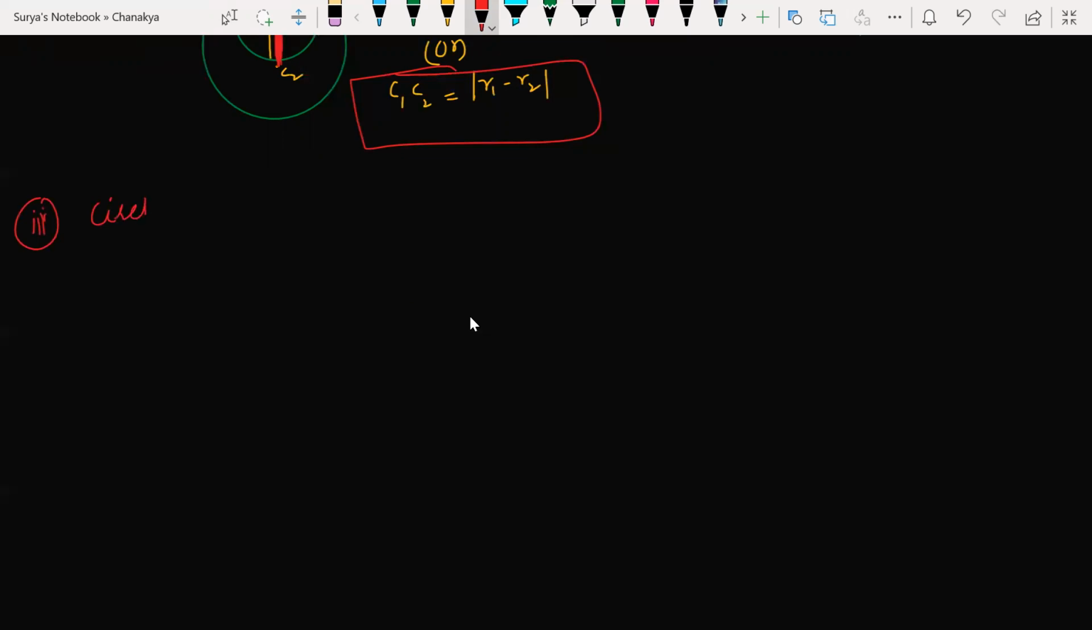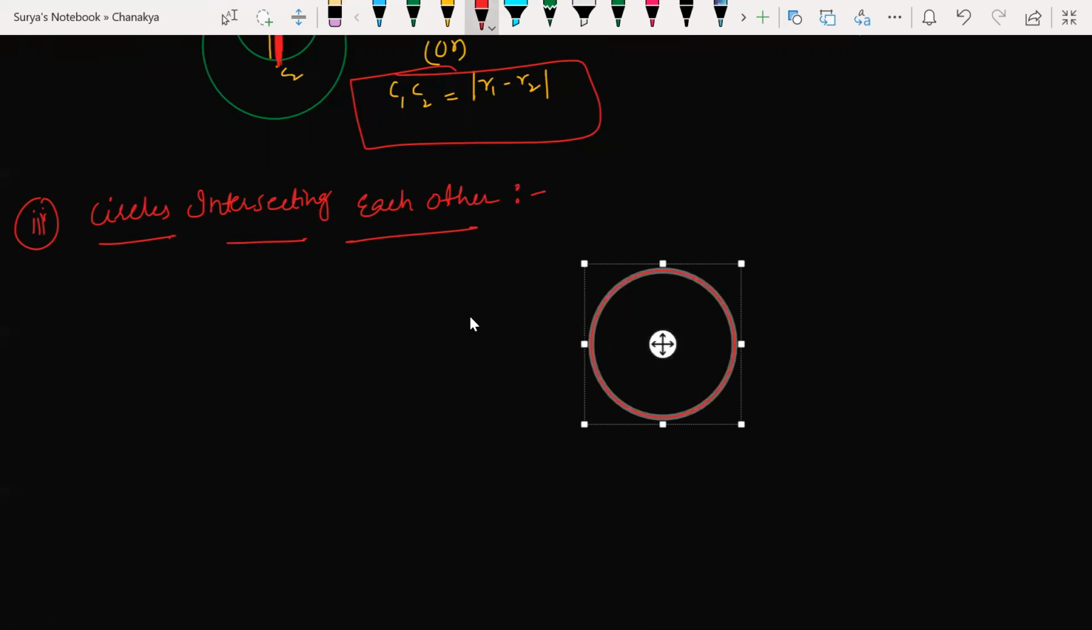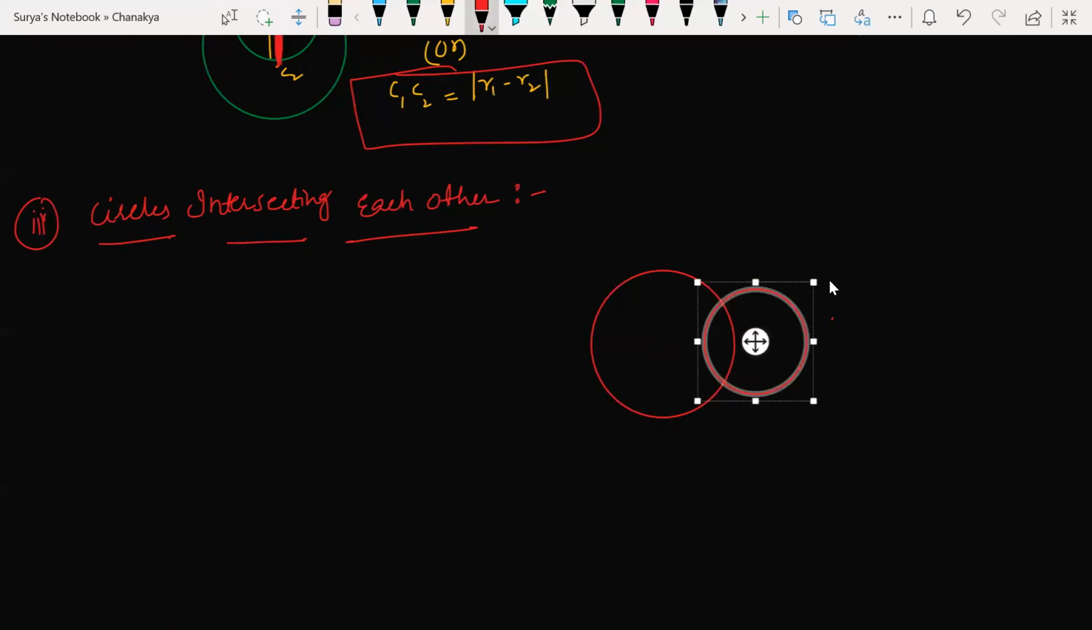Circles intersecting each other. Look at this here. This is a circle. Now, are these two circles intersecting each other or not? Yes. Okay. Now, the number of common tangents is how many tangents we can draw commonly?